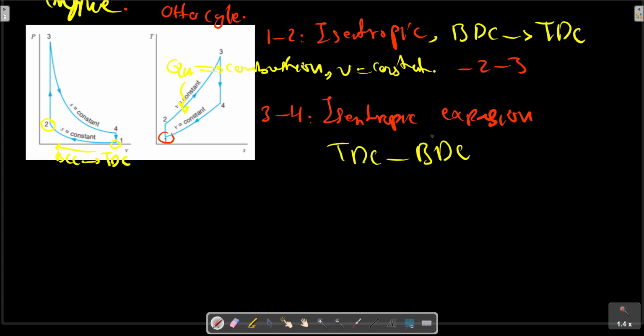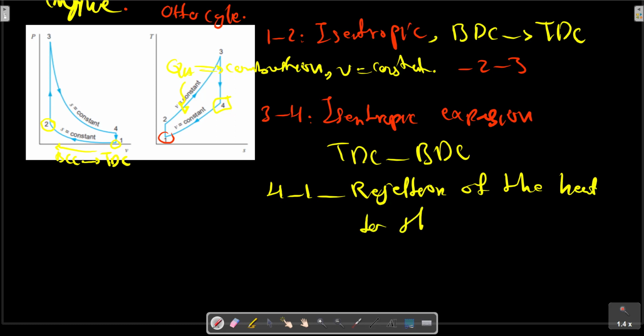And process 4-1 is a rejection of heat from the air while the piston is at bottom dead center. PV diagrams are also available.